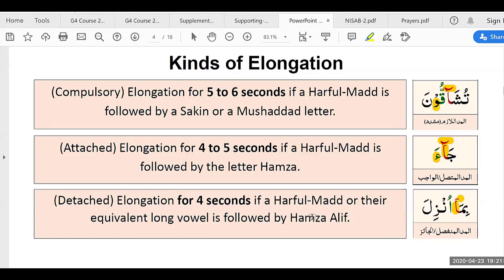So if they are followed by hamza alif, hamza alif is simply alif with a mutaharrik alif. So alif with any stroke. It could be fatha, kasra, dhamma, or anything. So again, I'm going to read this and please repeat after me.